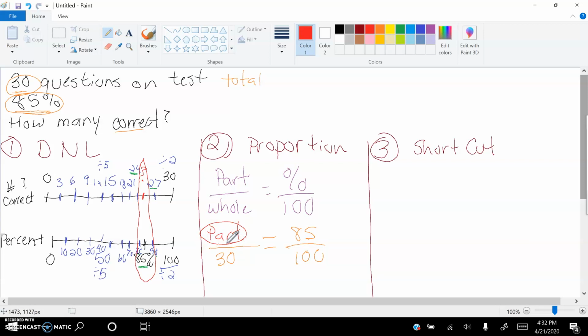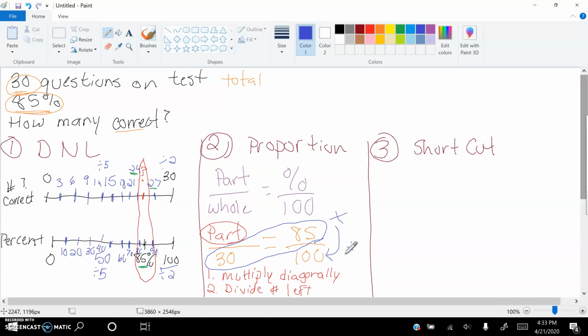All right, we have 2 steps to solving this. First, we multiply diagonally. And then second, we divide by the number that's left. So where is our diagonal? Since I don't have the part, I can't multiply these 2 numbers. So that means this is my diagonal that I multiply by. And then 100 is the number that's left, so divide by 100.